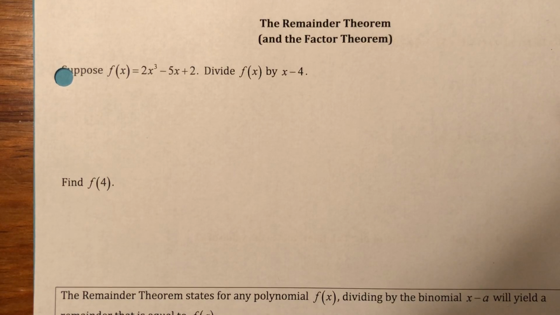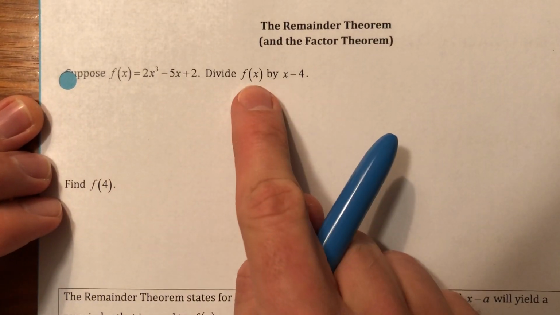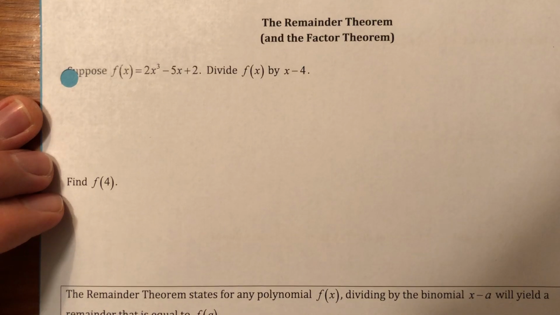This lesson gets into some more of the abstract elements of what we've been talking about with the division and what it really means with a graph and all those types of things. So here, let's find f of x equals 2x cubed minus 5x plus 2. We're going to divide f of x by x minus 4. What in the world are you talking about?